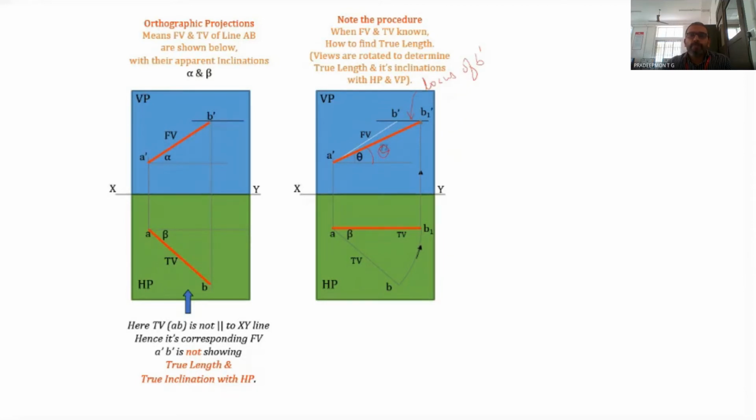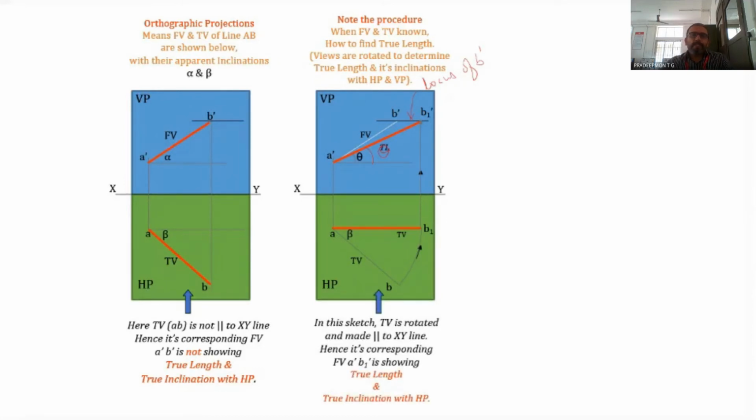So here it is the true length, and in this sketch, that is in the second sketch, the top view is rotated and made parallel to the XY line, that we have seen. That is, the line is rotated and made parallel to the XY line. Hence, its corresponding front view, A dash B1 dash, is showing the true length and the true inclination with HP. That you have to keep in mind. That is, when the line is parallel to the VP, the front view will give you the true length and the true inclination with the HP. So that is the condition.